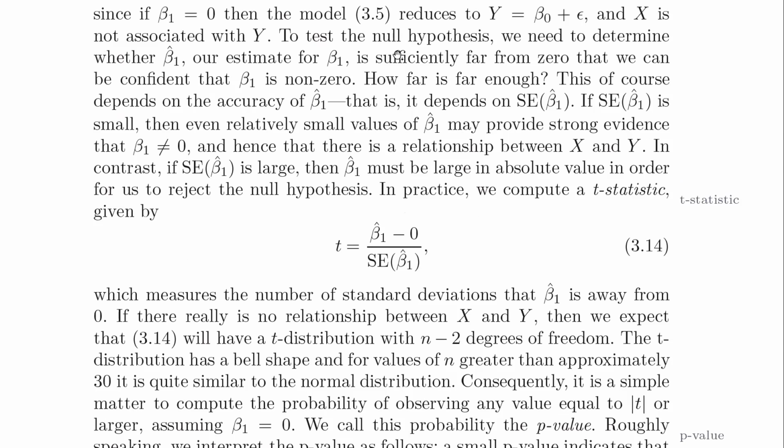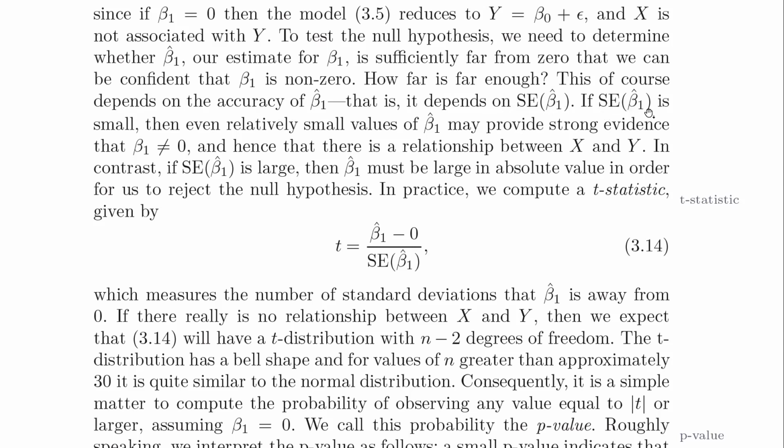Notice these are things that we should be picking up on. As soon as you see something like sufficiently far, that means nothing. It's extremely subjective, but we're going to codify it mathematically. Well, this of course depends on the accuracy of beta 1 hat. That is, it depends on the standard error of beta 1 hat.